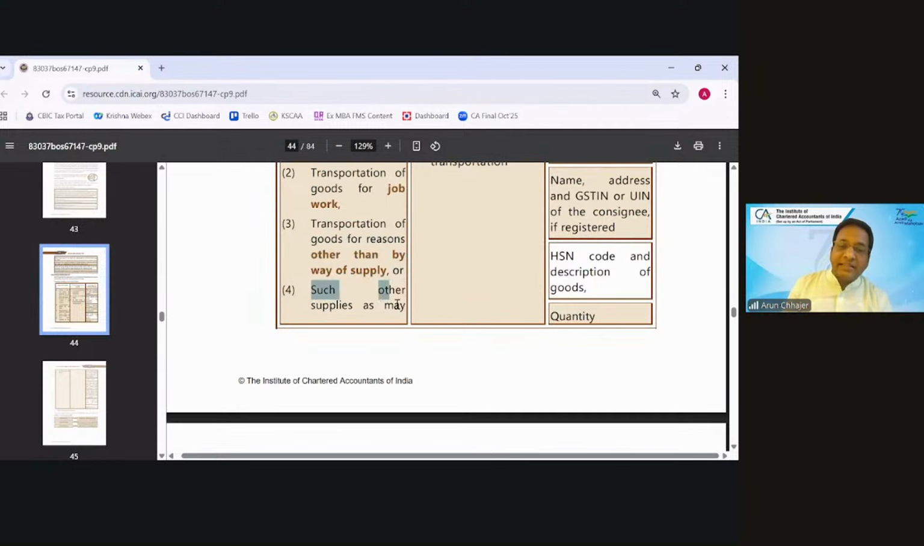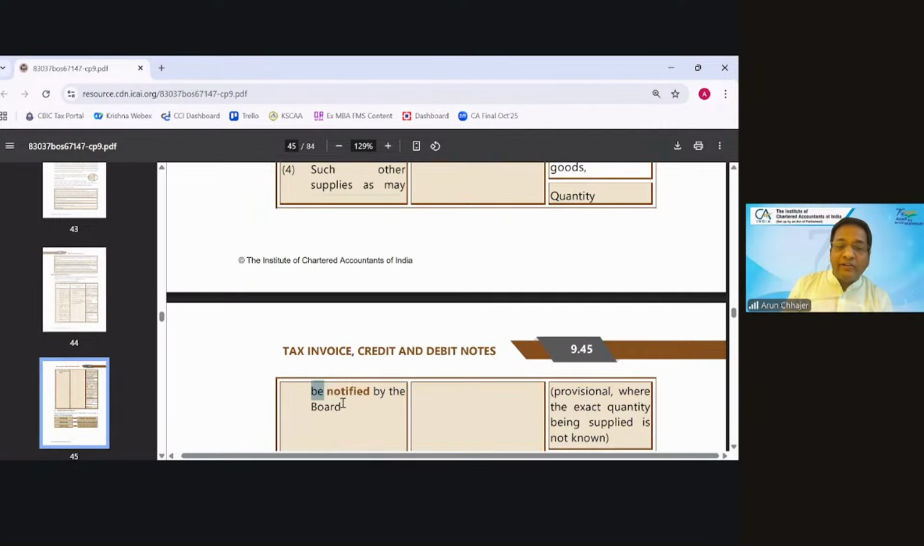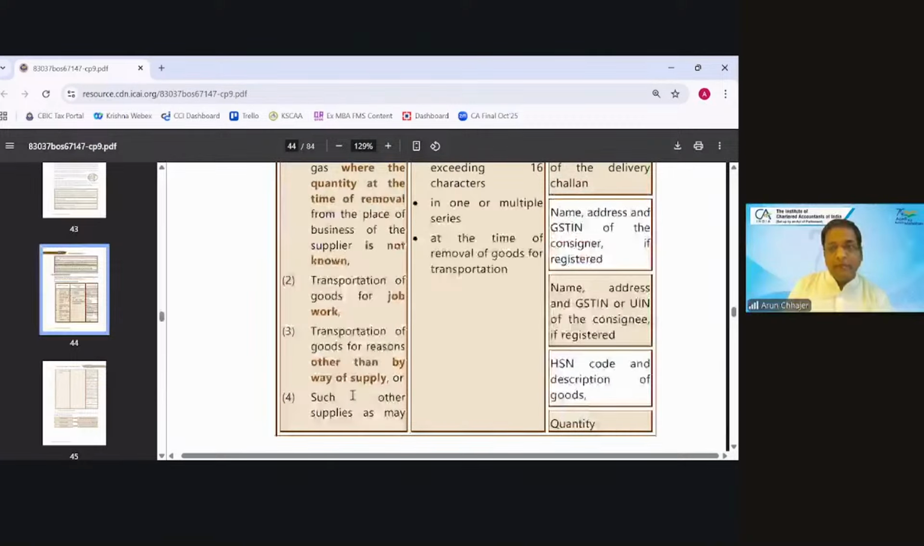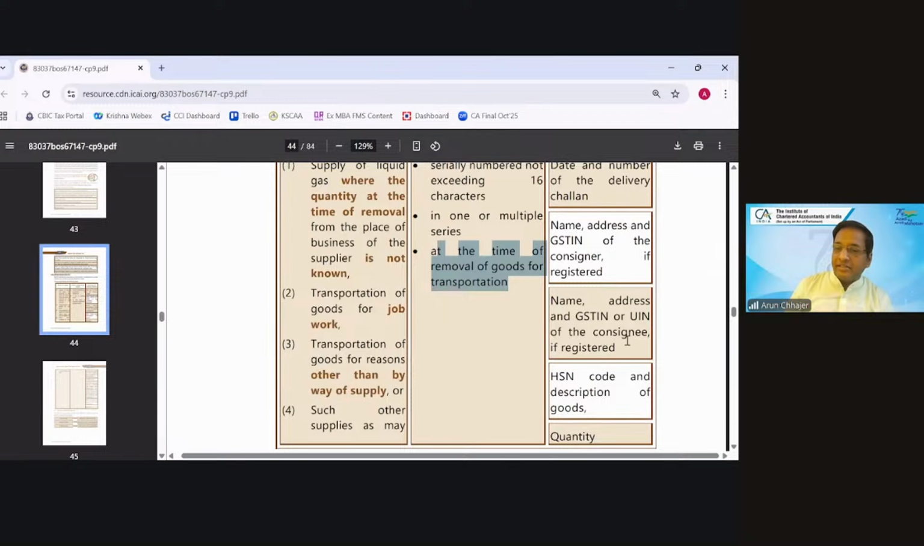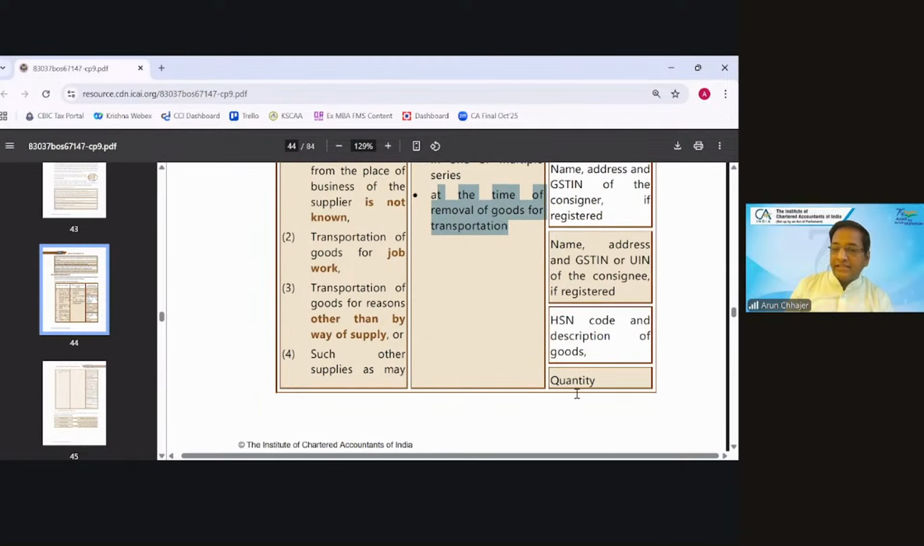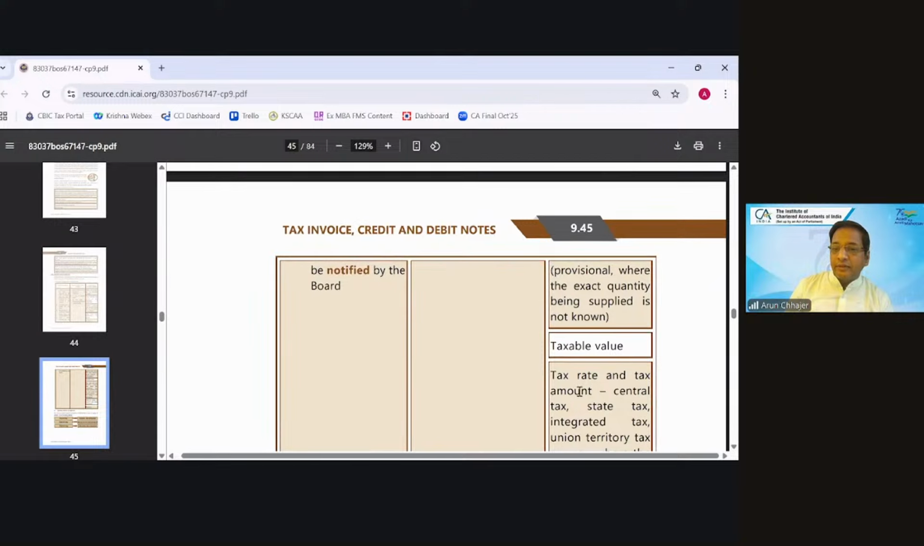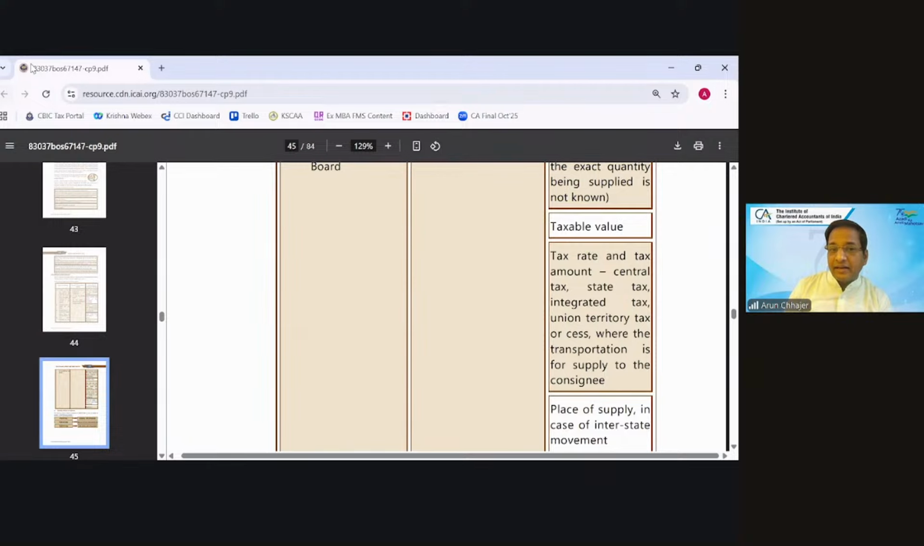Then such other supply as may be notified by the board. Okay. Now, what should be the description? The delivery challan requirements are mostly the same: a 16-digit one or multiple serial number at the time of removal of the goods for transportation, date and number of the delivery challan, name, address, GSTN of the consignor, consignee, HSN code, quantity, taxable value, and please underline this word. Now you need to remember this.